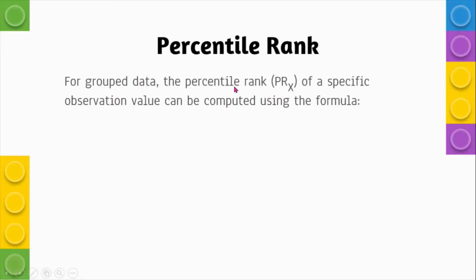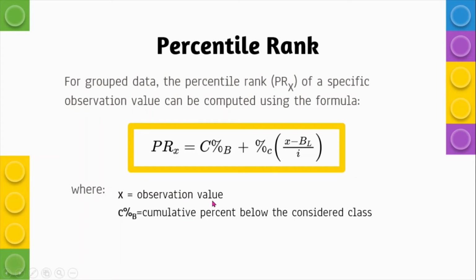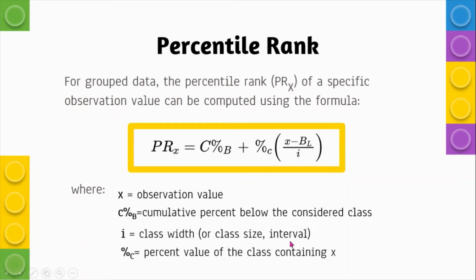For grouped data, the percentile rank denoted by PR sub x of a specific observation value can be computed using the formula: PR of x is equal to C% sub B plus % sub C times the quantity of x minus B sub L all over I. Where x is the observation value, C% sub B is the cumulative percent below the considered class, I is the class width or the class size or the class interval, % sub C is the percent value of the class containing x, and B sub L is the lower class boundary of the class containing x.